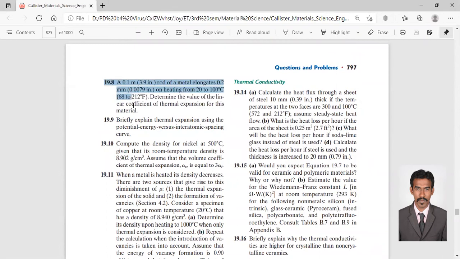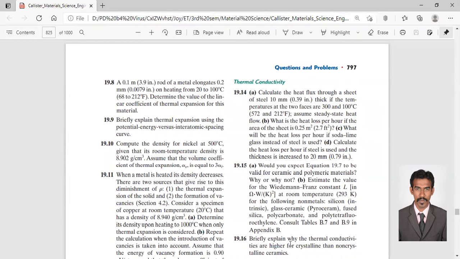Question number 19.8. A 0.1 meter rod of a metal elongates. We don't know which metal that is, but it elongates 0.2 millimeter on heating. So initial length is 0.1 and final length is 0.102, because here it is meter and here it is millimeter. Take care of the units. On heating from 20 degrees Celsius to 100 degrees Celsius, determine the value of the linear coefficient of thermal expansion for this material.